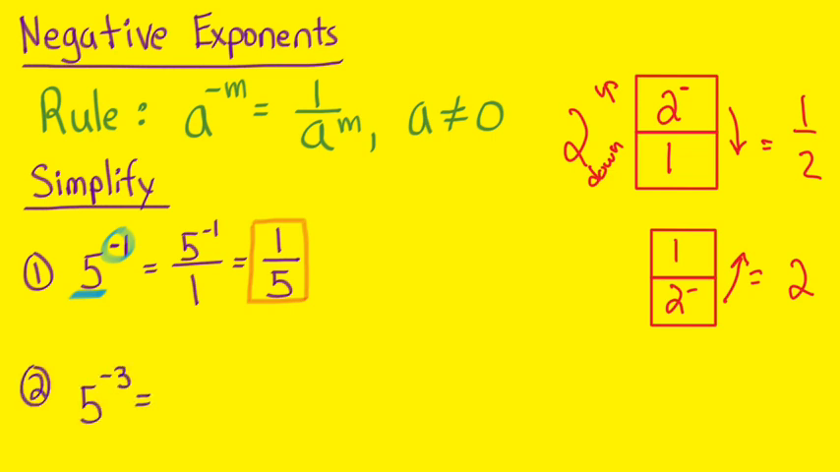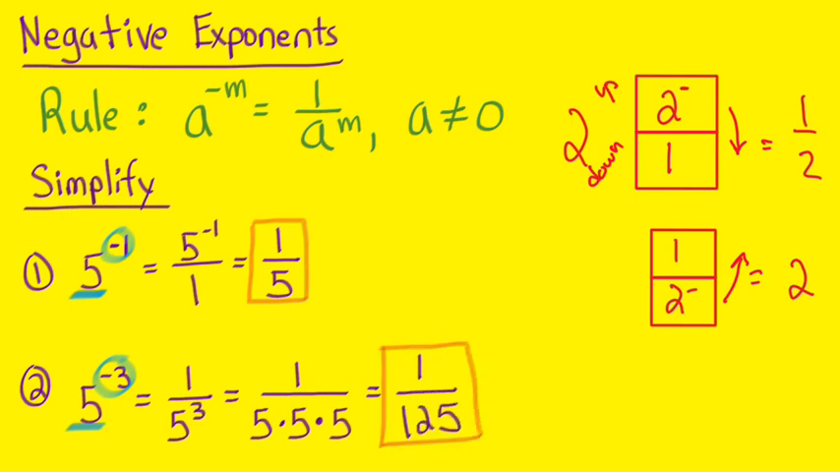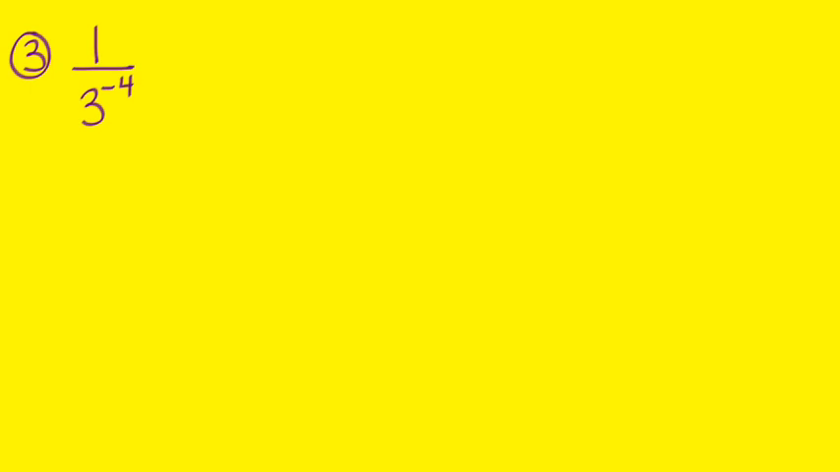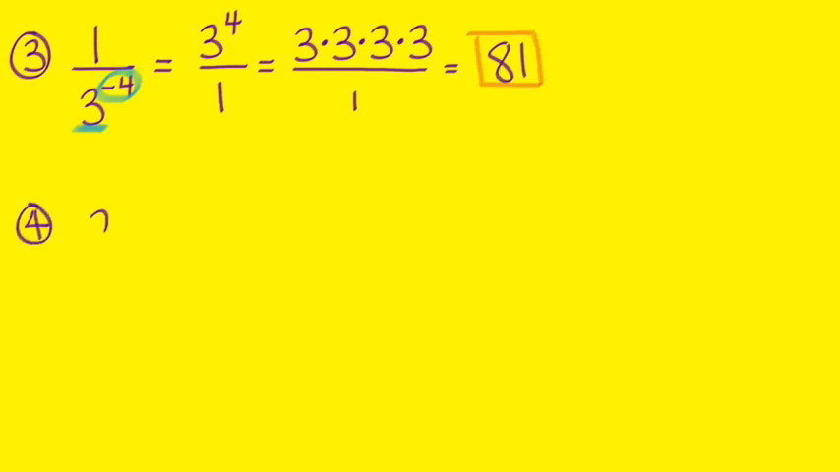And if I have 5 to the negative third power, that's going to be first you take the ticket. And I really want you to get in the habit of taking the ticket always first. And then it's just 1 over 5 to the third power, which is 5 times 5 times 5, which is going to be 125. 1 over 3 to the negative fourth power means you first take the ticket. You go upstairs, then you do 3 to the fourth power. And that's 81.